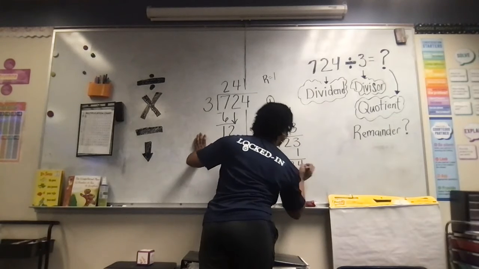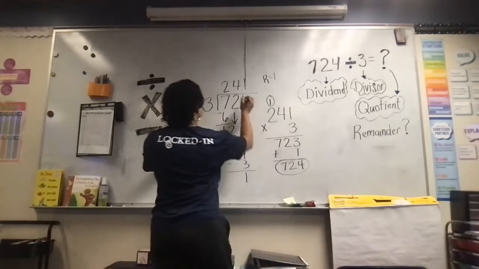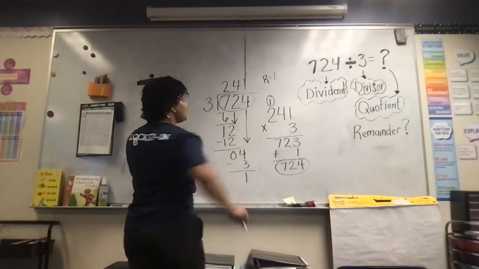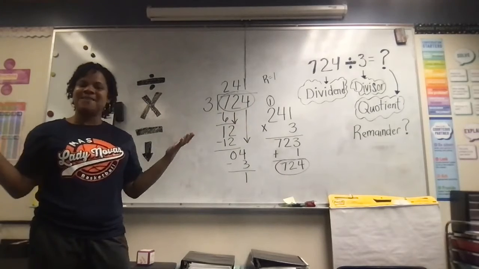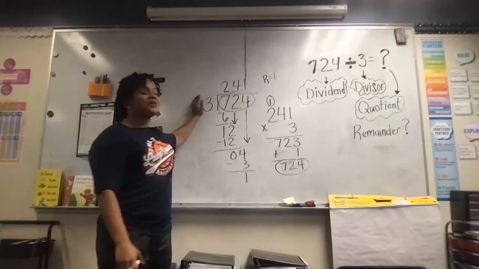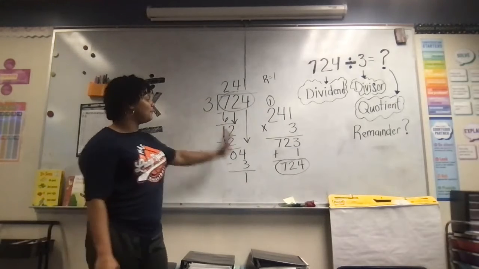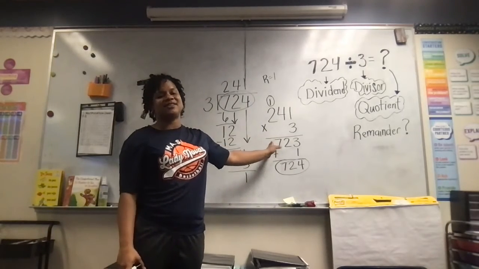Easy peasy to bring that 2 down because it's nothing. And 7. Now 724 matches 724. Perfect. Awesome. Amazing. Fantastic. Not only did we solve this division problem together, but we also made sure we showed our work and everything that we did.